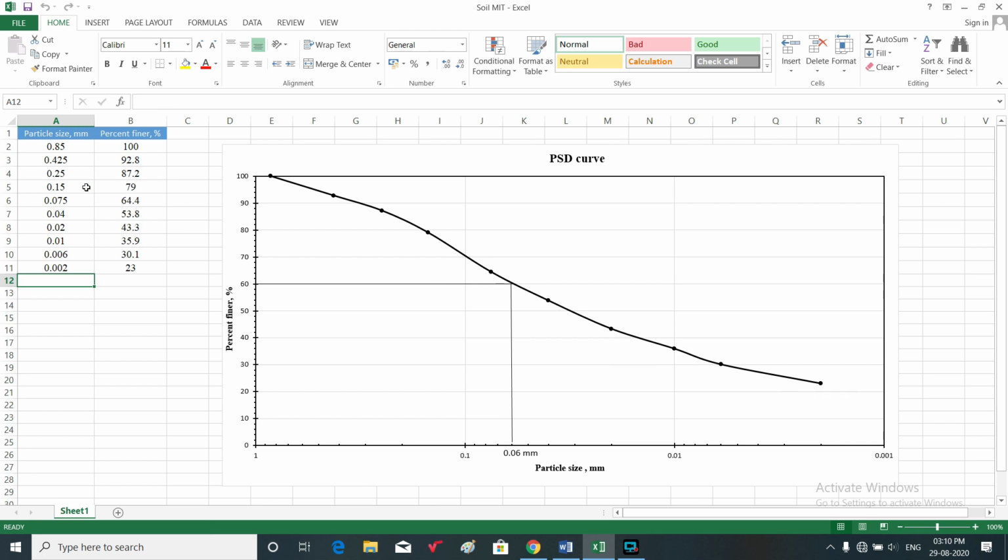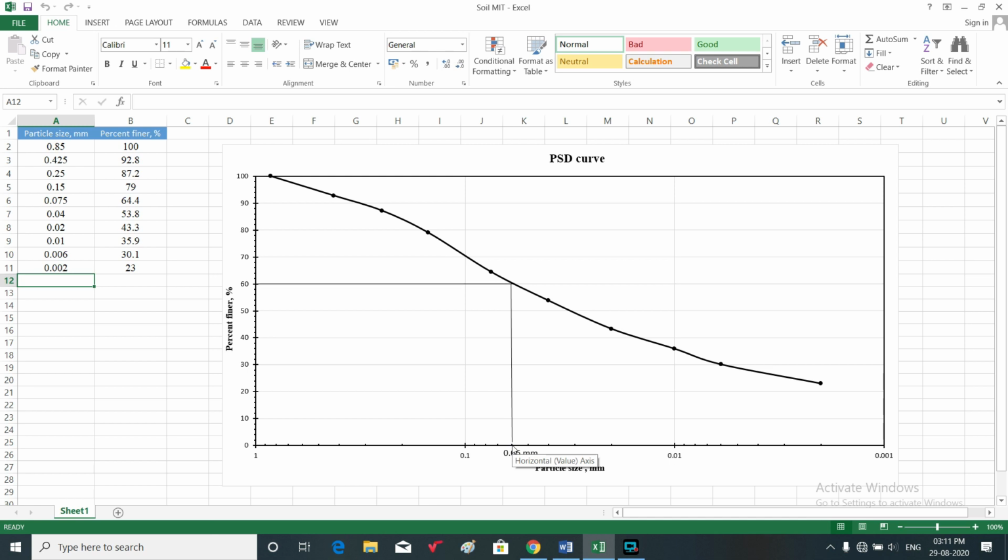Now for the sand we need the particle size of 0.06 mm. As we can see, there is no particle size of 0.06 mm. In fact the closest we have is 0.075 mm or 0.04 mm. So we are going to determine the percent finer for 0.06 mm from the particle size distribution curve, and for that we can see that the particle size of 0.1 mm is present here. This represents 0.09 mm, 0.08 mm, 0.07 mm and 0.06 mm.